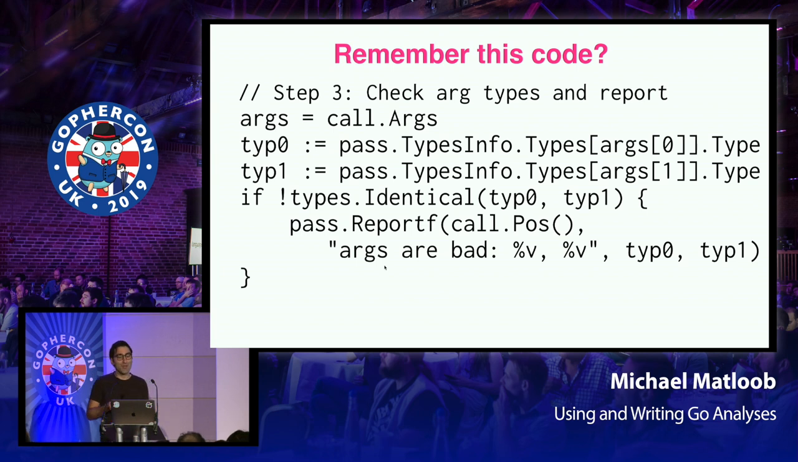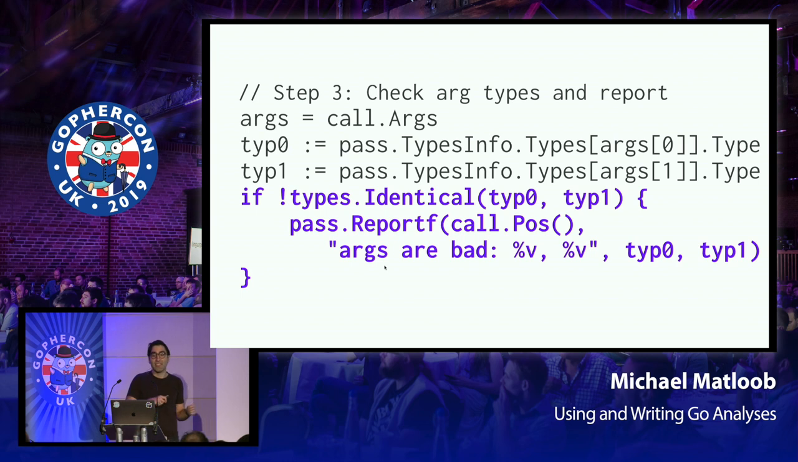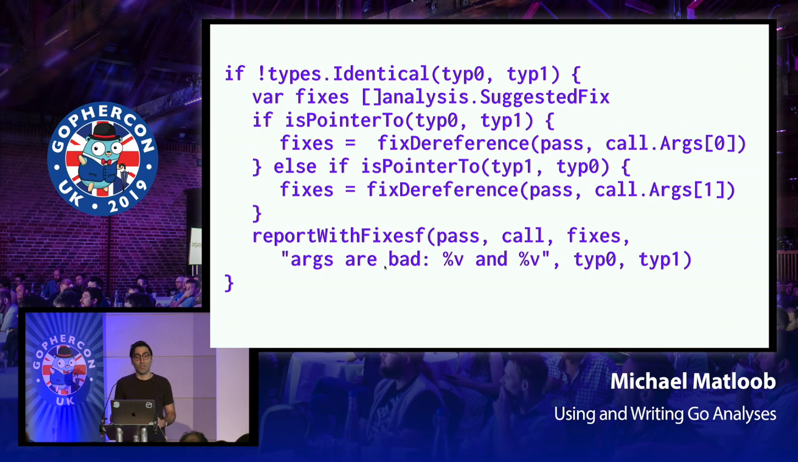So remember this code earlier? This was this third step where we checked the types and reported if they weren't the same. So we're going to replace this code here, where we'll report the error with the diagnostic, with this code. This is a little bit more complicated, but let's take a look at what it's doing to report with fixes. So first step, the same as before, we check to see if the types are identical. If they're not, this time we're going to collect the fix for this issue.